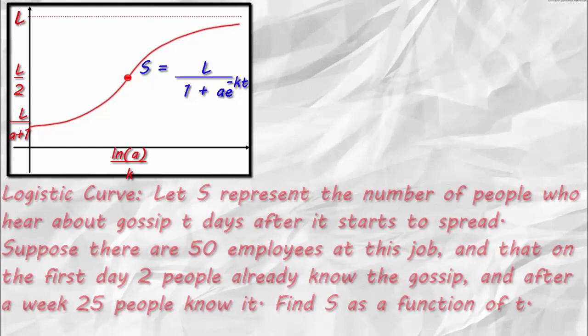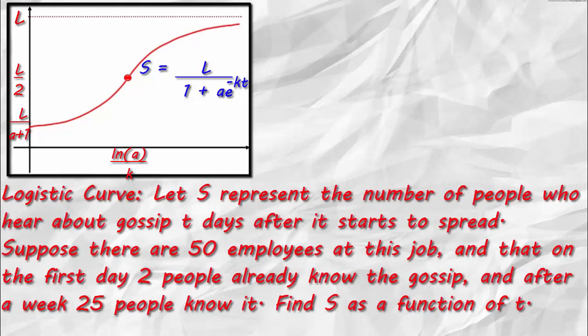Consider the following application. Suppose S represents the number of people at work who hear about gossip t days after the gossip starts to spread. Suppose there are 50 people employed at this job, and that on the first day, 2 people have already heard the news, and after a week, 25 people have heard the news. Find the values of L, A, and k for the logistic curve.